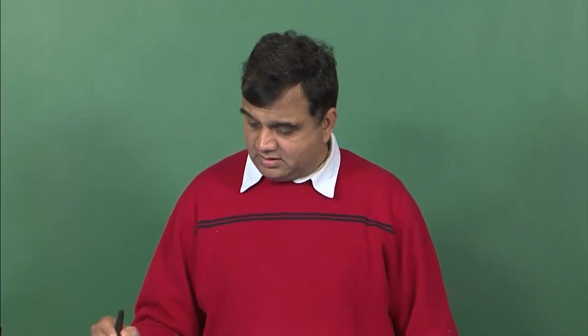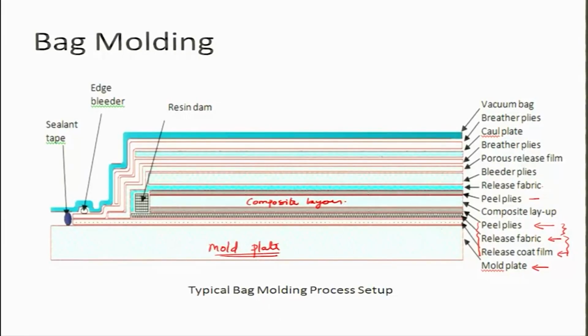Once all that is done, you again have peel ply and release fabric on top of it, the same thing as at the bottom. And once you have put this, then you put something known as a bleeder ply. So what does this do? Ultimately you apply some pressure between the top plate and the bottom plate, and the matrix material is fluid, and at higher temperatures there is flow of matrix material even from the prepregs.